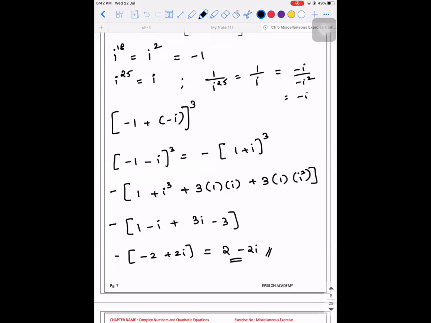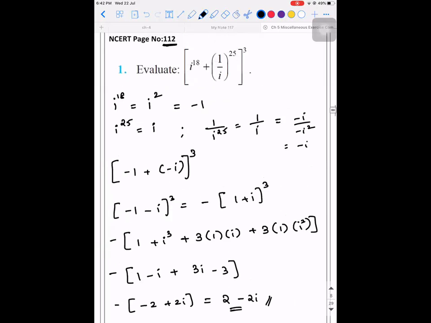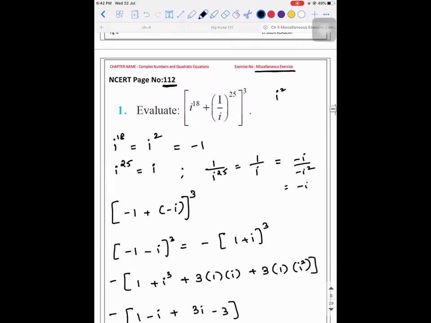Sir, actually, i to the power 18, sir, is there. I took it as i square to the whole power 9. So an even multiple will always be even in any power, no, sir? You took i square the whole power 9. So minus 1 power 9 is minus 1. Then also, 1 to the power 25 divided by i to the power 25, I took it as i square into 12.